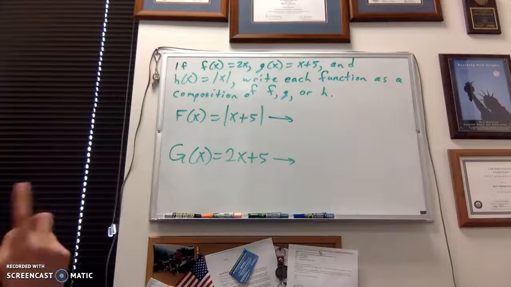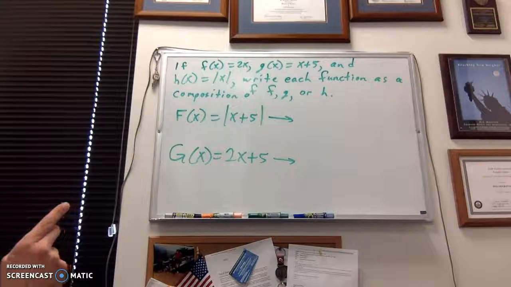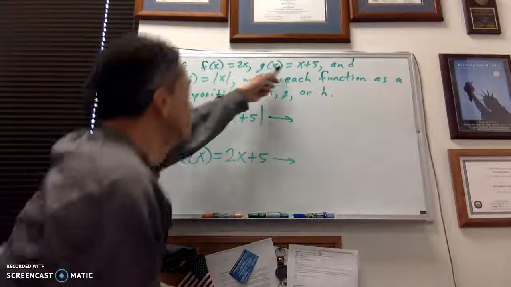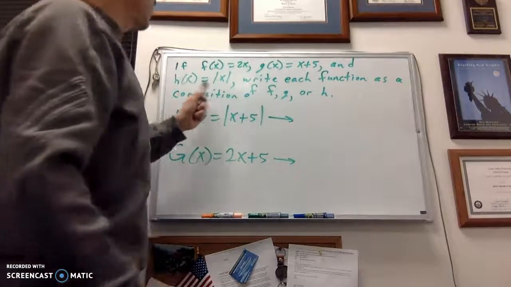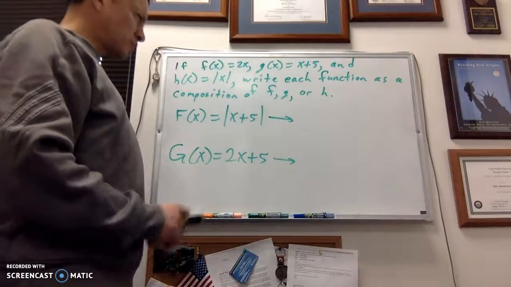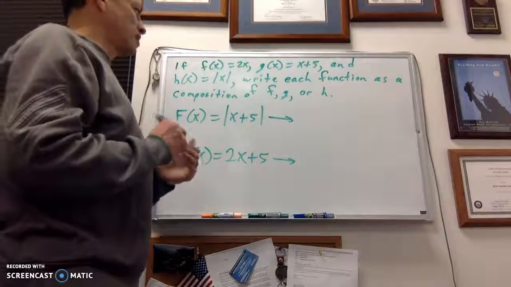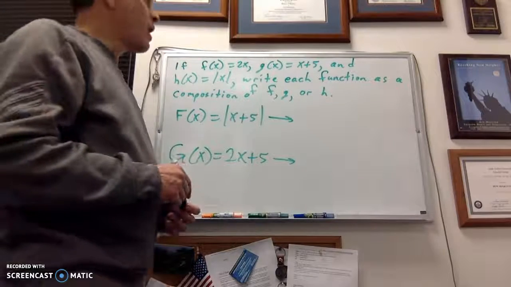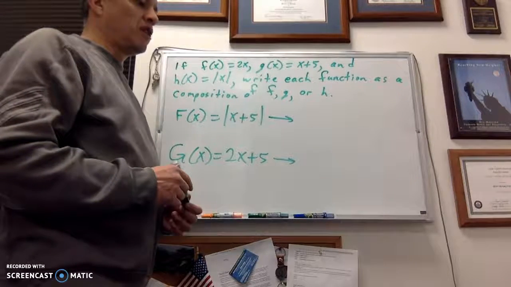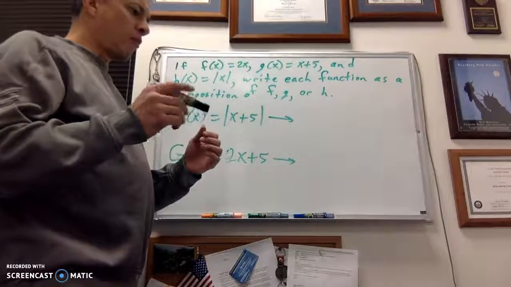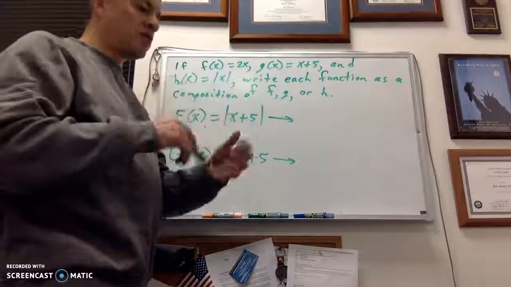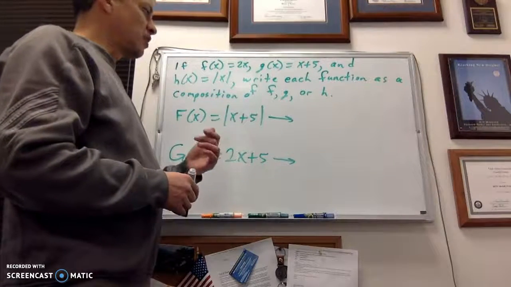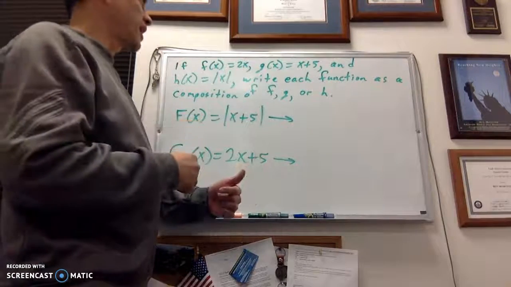We've got a function f of x equaling 2x, another function g of x equaling x plus 5, and then a third function h of x equaling the absolute value of x. We're going to write each function as a composition of f, g, or h. If you've been watching part 1 and part 2 of my composition of function videos, you'll know that we found f of g of x or g of f of x, or we worked with those. In this case, we're going to do the exact opposite, okay?